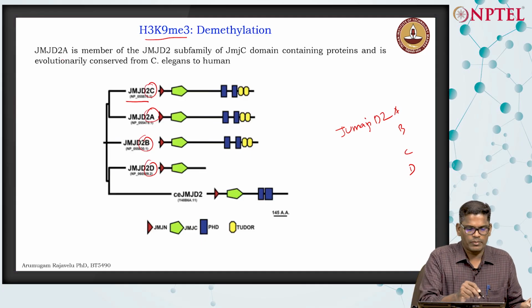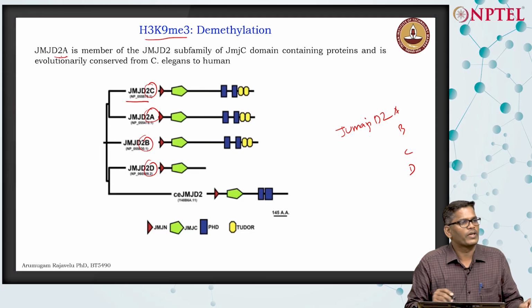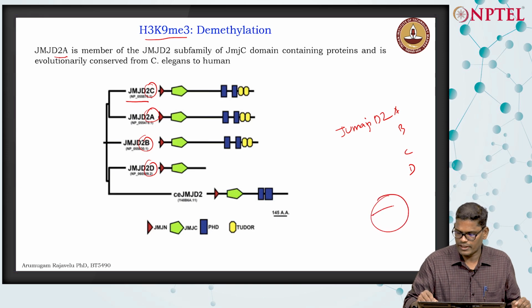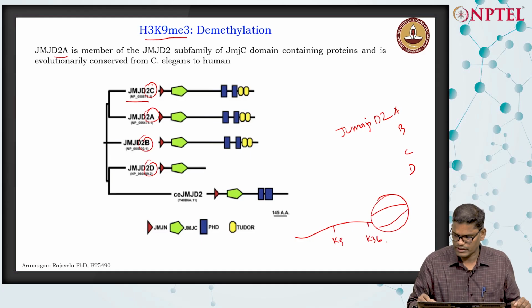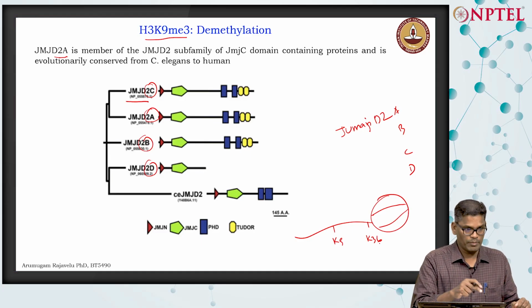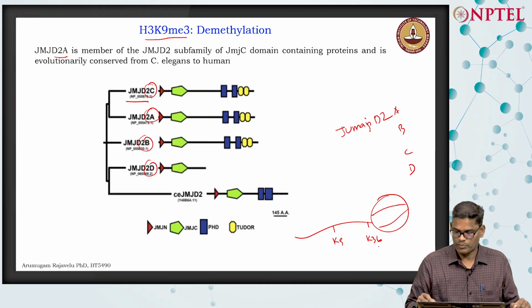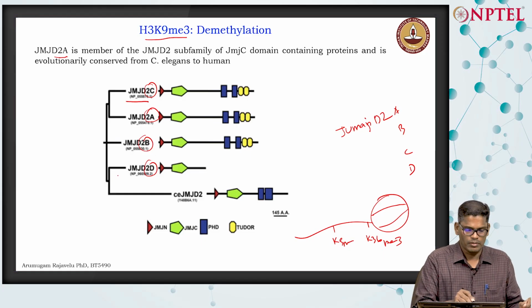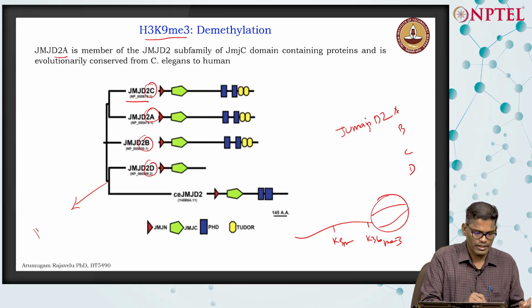So, out of that, this A is a protein which has a dual demethylation activity. Dual means, it can demethylate both repressive marks, K9 and K36. The same protein can efficiently demethylate both positions. It's very unique. For the rest of the proteins, mostly it demethylates histone 3 lysine 9 Me3.